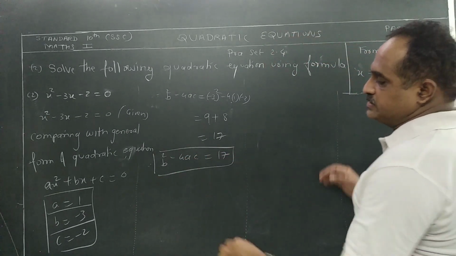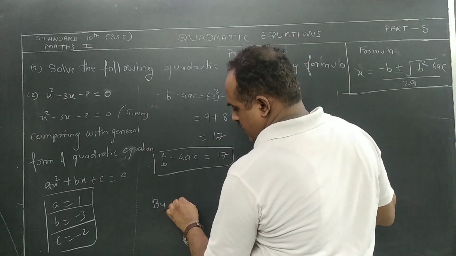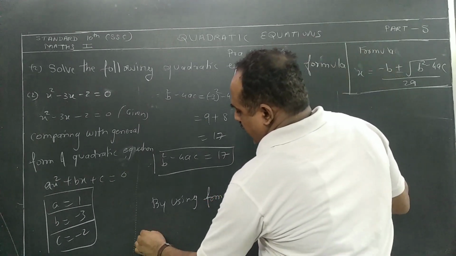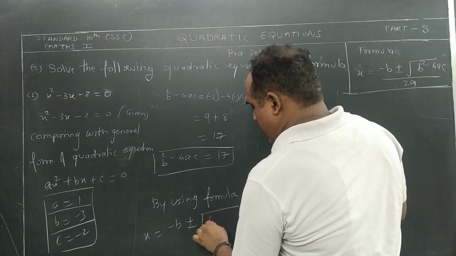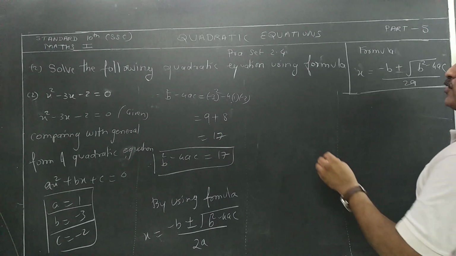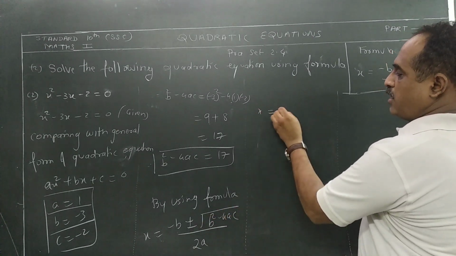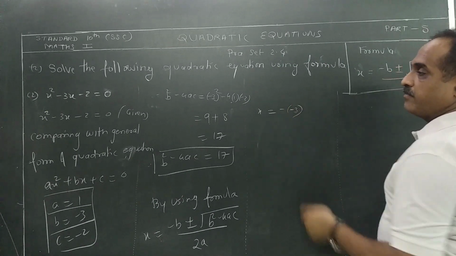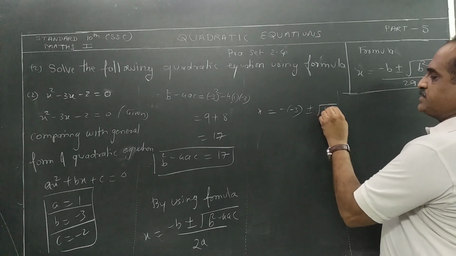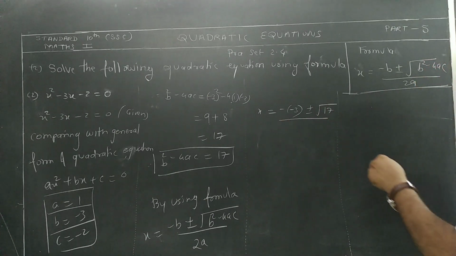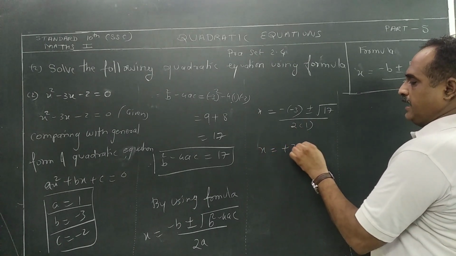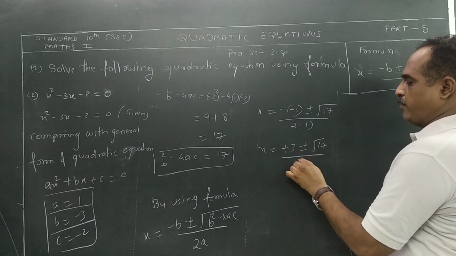Then you are going to write by using the formula. What is the formula? x is equal to minus b plus or minus root of b square minus 4ac upon 2a. Now we substitute the values properly. x is equal to minus b, what is it? Minus of minus 3, got it now? Plus or minus root of b square minus 4ac, which is 17, upon 2 into 1. So x is equal to plus 3 plus or minus root 17 upon 2.